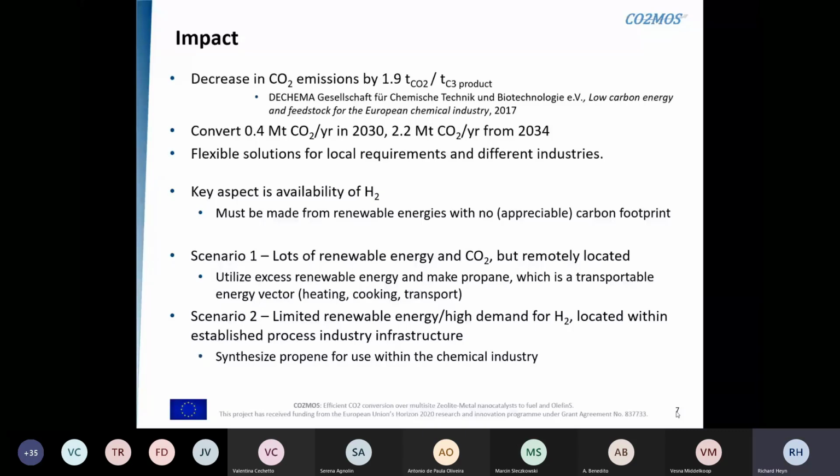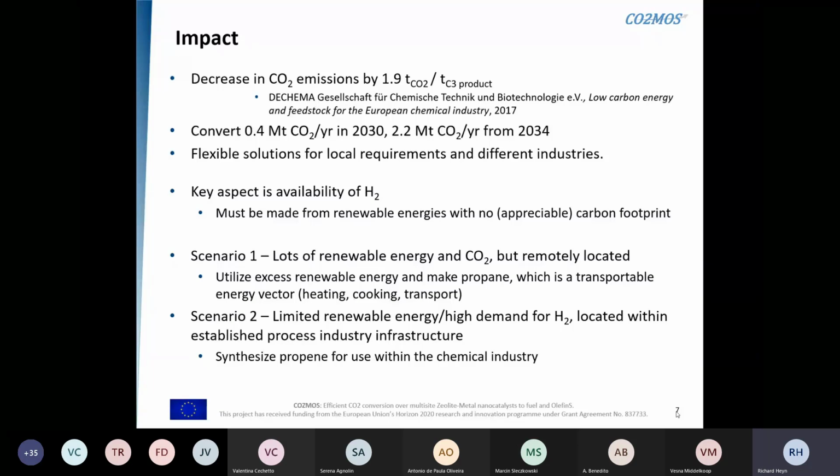So scenario one is, for example, a place which could be relatively remote, where you have an abundant amount of renewable energy to make your hydrogen, and you have CO2, but something that's relatively remotely located, so that you can then transform your CO2 into propane, which is easily transportable. It's transportable today without any issues, and it's an energy vector which can be used for heating, cooking, and transport.